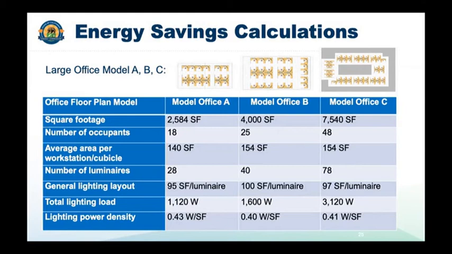And then these models, basically there are two sets of inputs. The first set of inputs are related to the model office with the following parameters. I just mentioned the square footage of the model office, the luminaire layout, the input power of the luminaires, number of occupancy sensors, average workstation or cubicle size, and lastly, number of occupants.